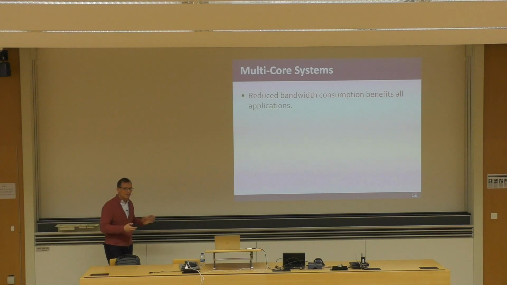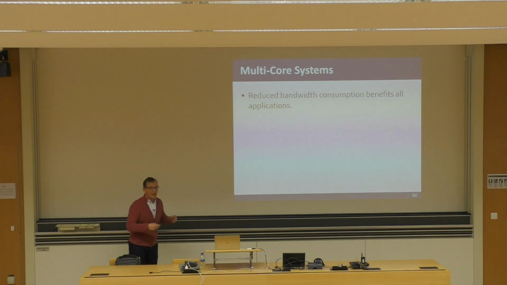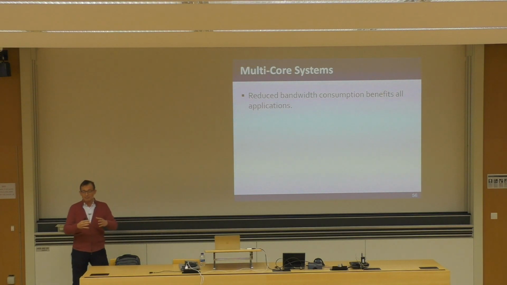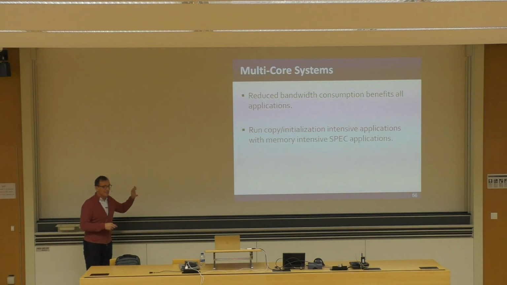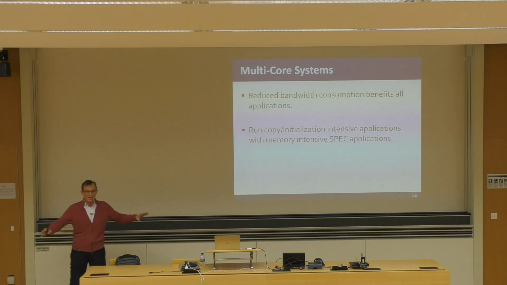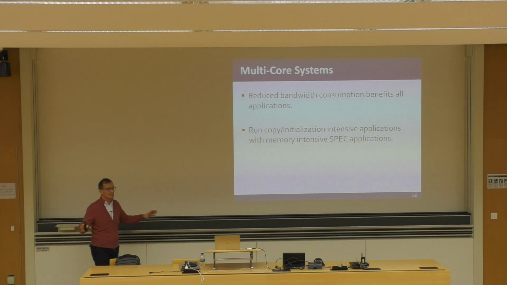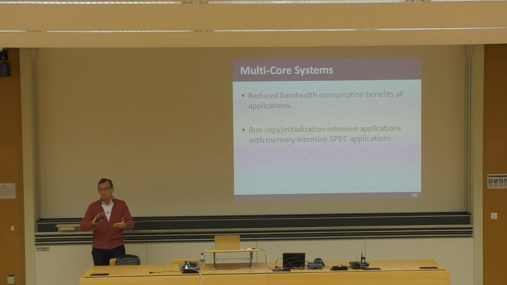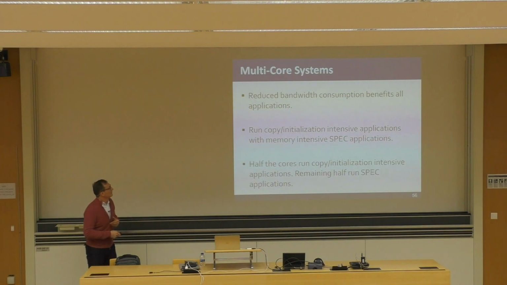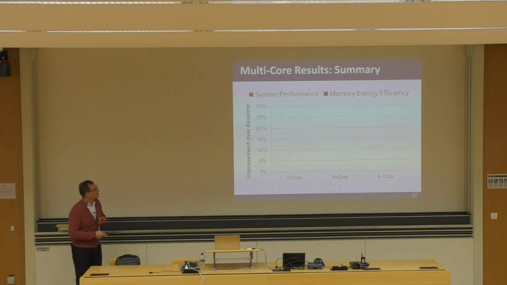Multi-core systems benefit even more, basically, because you have multiple cores competing for memory bandwidth. The paper does this case study type of studies where it runs copy and initialization intensive applications with memory intensive SPEC applications, and this could be a user scenario in real systems, right? In a cloud system you may be running an application that's doing copy and another application that needs to access memory at the same time. It may not be doing a copy, right? And this application may get delayed because the other application is doing a very big copy. And there's some methodology. You can read the methodology in the paper.